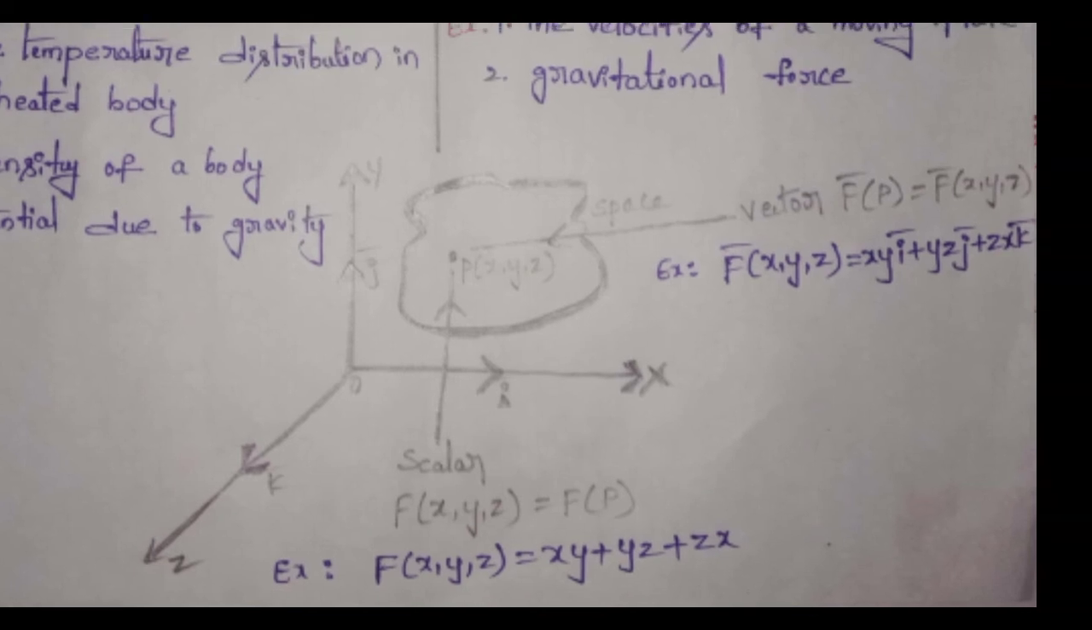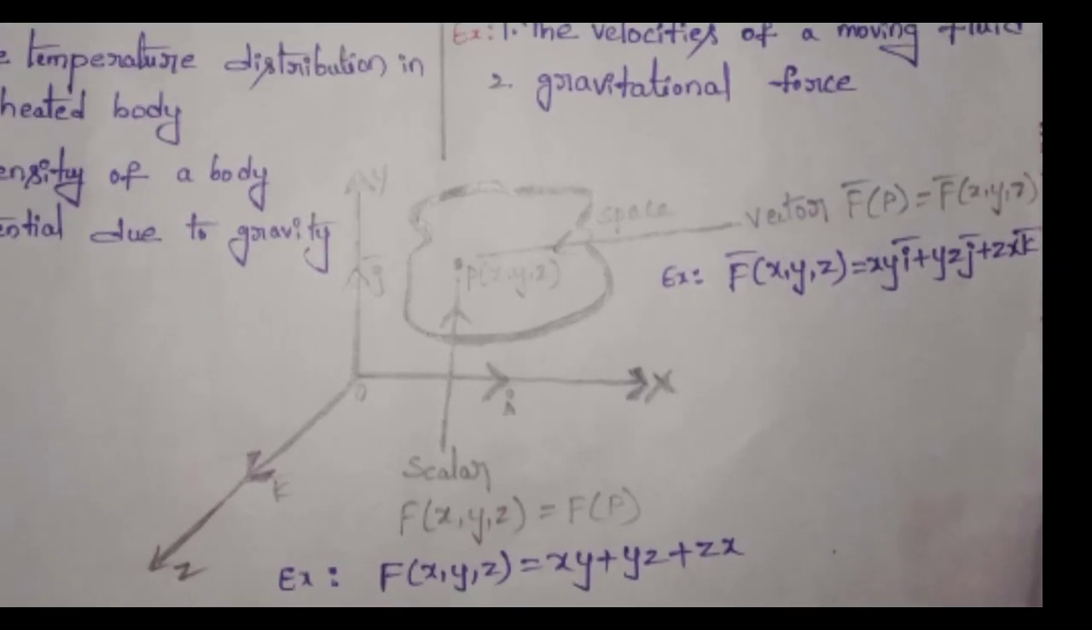Next, if we assign a vector to the point, then it is called vector point function. Here is an example of vector point function: f bar of x comma y comma z equals xy i bar plus yz j bar plus zx k bar. This is the vector point function example.